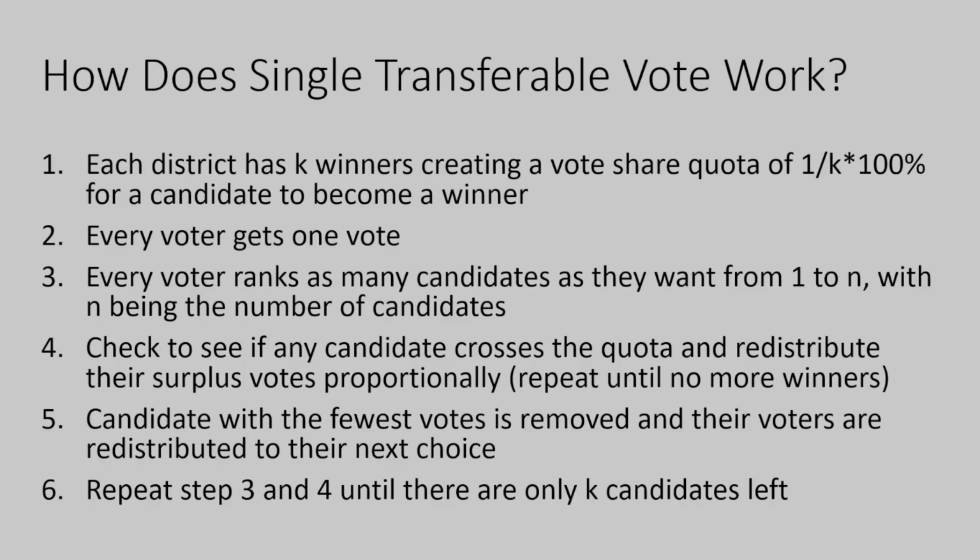Now, every voter gets 1 vote, and every voter ranks as many candidates as they want from 1 to n. So if there's 5 people, you can go 1, 2, 3, 4, 5, or just 1, or 1, 2, 3, etc. Then, when they count the votes, you check to see if any candidate crosses the quota, and if they cross the quota, you redistribute their surplus votes proportionally. So if the quota is 20% and they got 30% of the vote, you look at the next choice on all of their ballots, and then you take that 10% and split it up proportionally among the second choices.